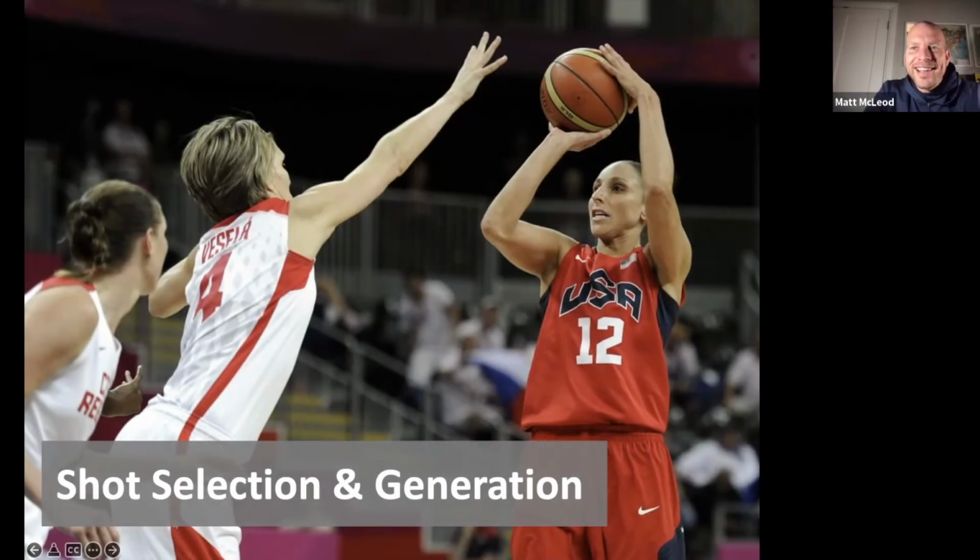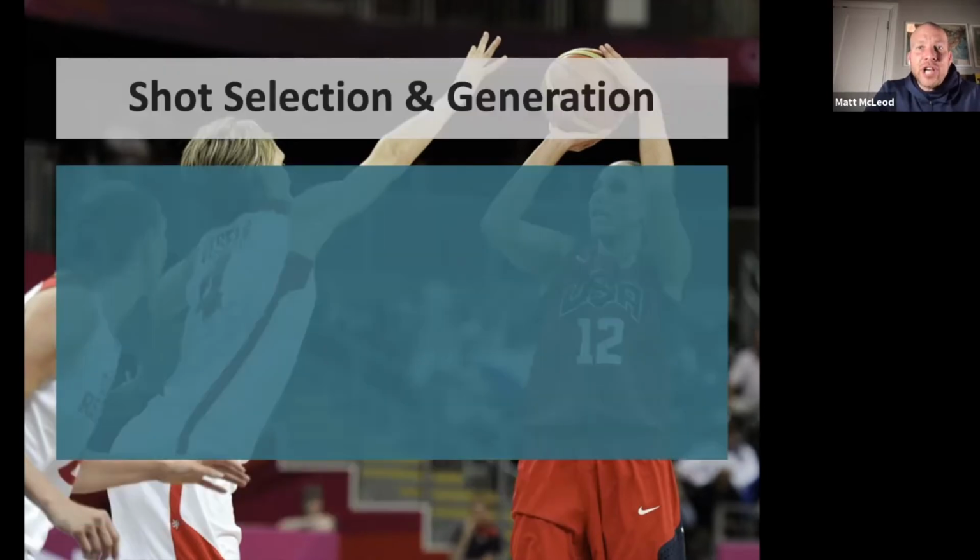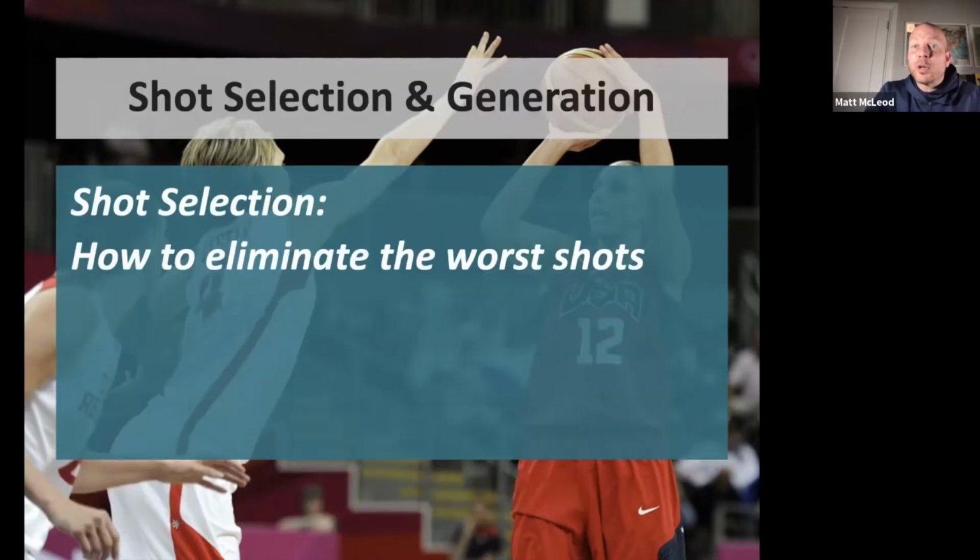Shot selection and shot generation. Shot selection is eliminating the worst shots. We want to get better shots over the course of the game, so let's eliminate the bad ones. Let's eliminate as many 3s and 5s as possible and get as many 7s and 9s as we can.